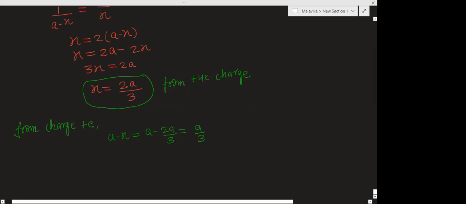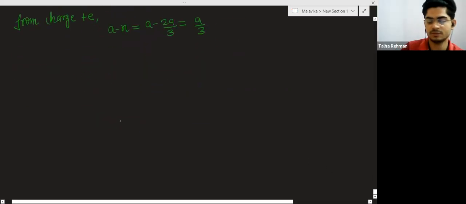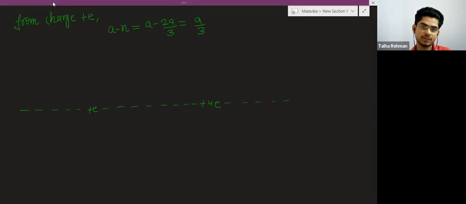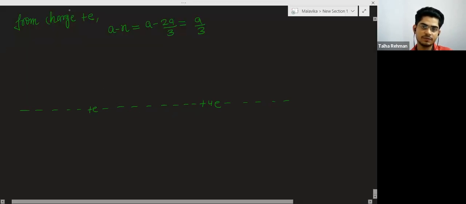Okay, very good. Now you can ask me that here is a plus e charge and here is a plus 4e charge. Why have I kept the charge q in the middle? Why not here, or here? We could keep that charge there also. The reason is, suppose I am placing the charge q here.